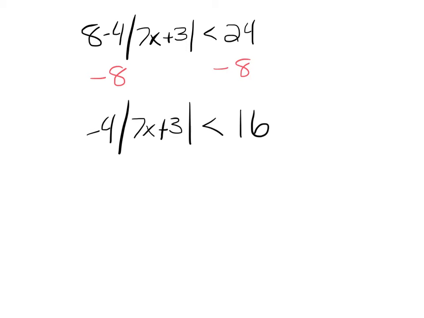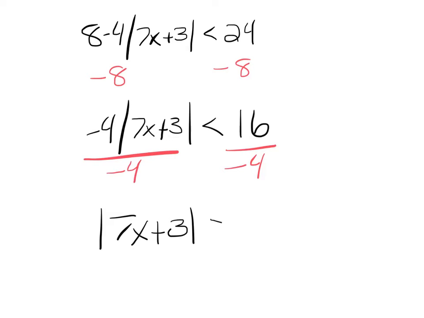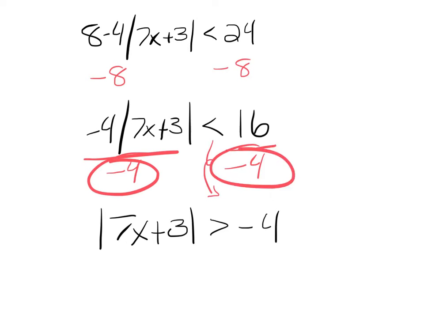Then I'm going to divide both sides by negative 4 here, again to get the absolute value by itself, which should give me absolute value of 7x plus 3 is greater than negative 4. And again, don't forget that we flip this inequality sign because we're dividing here by a negative.